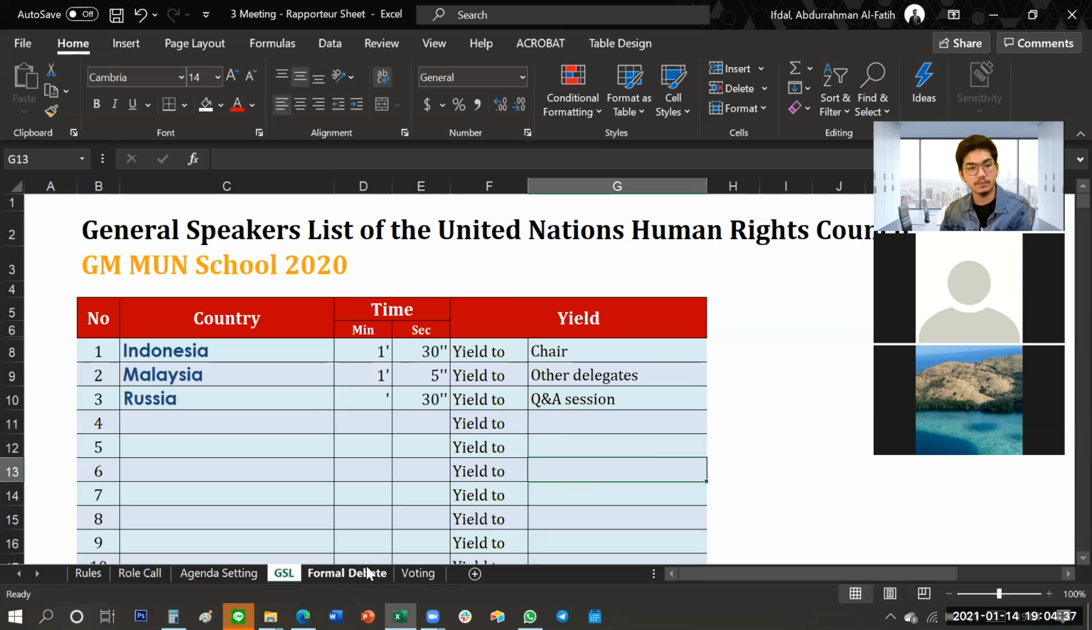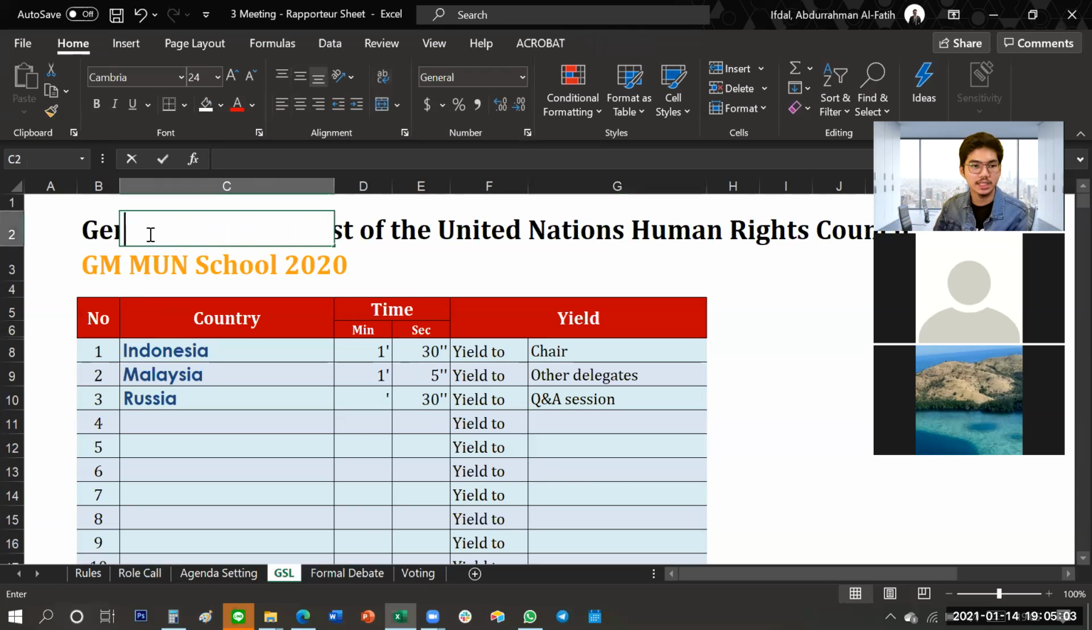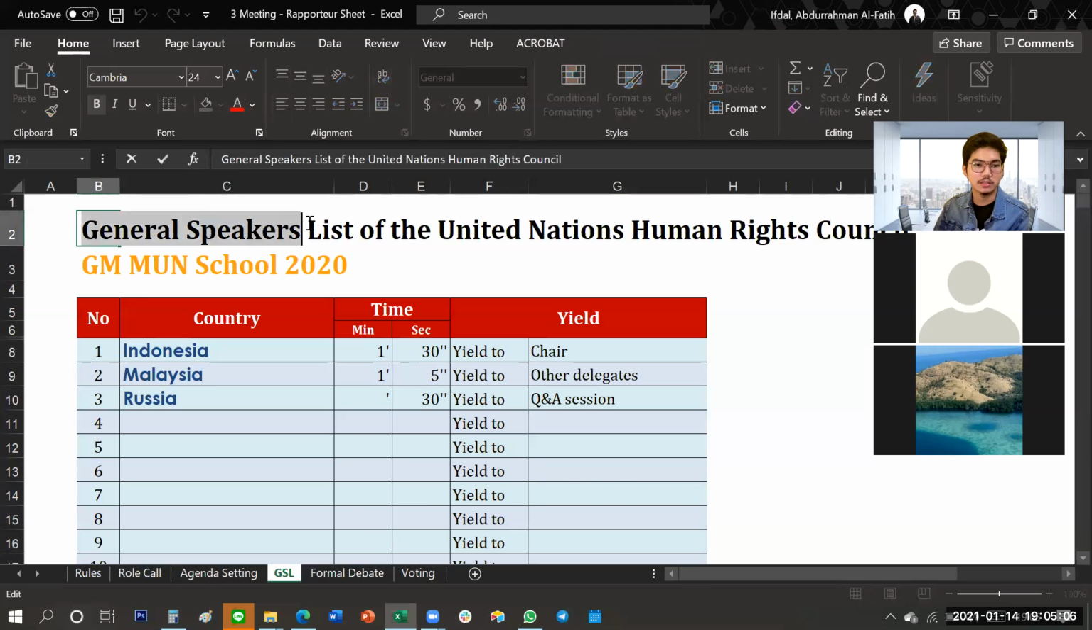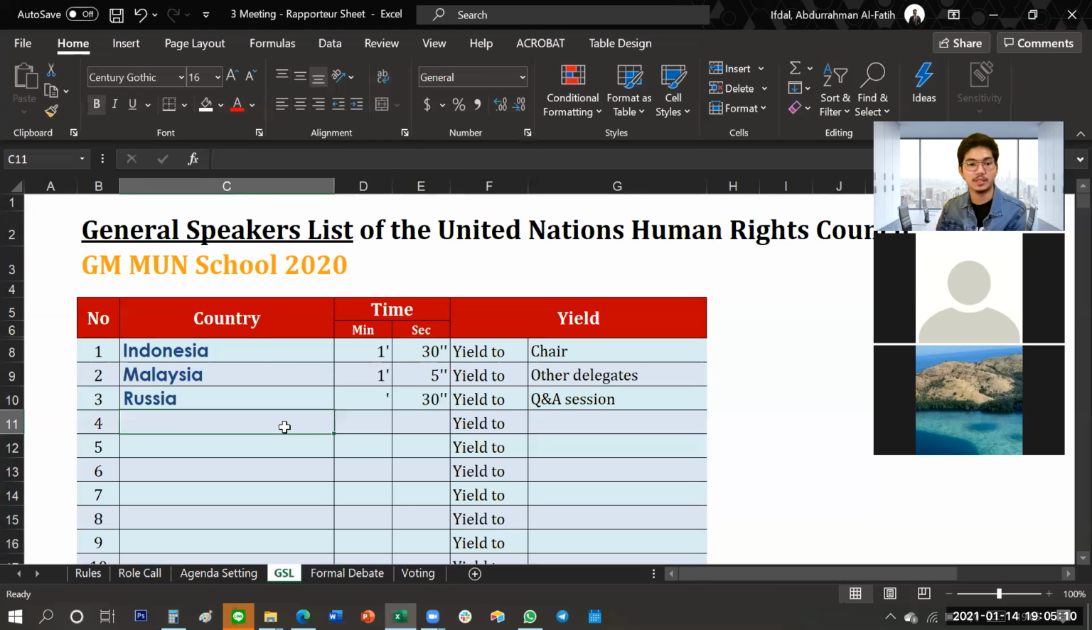Okay, so this is for GSL. Remember, this yielding only happens in GSL, the General Speakers List. Okay, you cannot yield in a moderated caucus, because in a moderated caucus, if you have 1 minute but you only speak for 30 seconds, then the remaining 30 seconds will be automatically yielded to the chair. Meaning that nobody can use your remaining time, or you cannot have a Q&A session. Remember this. Okay, only in general speakers list. I'm making this underlined. General speakers list. Remember.